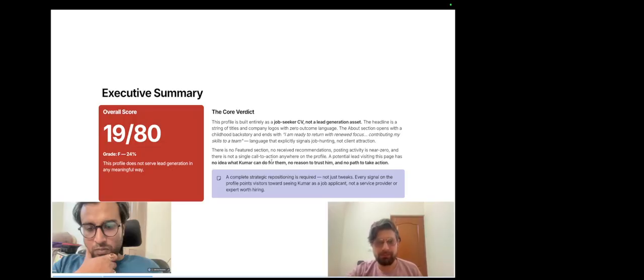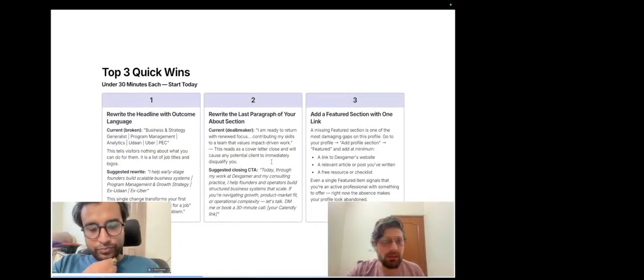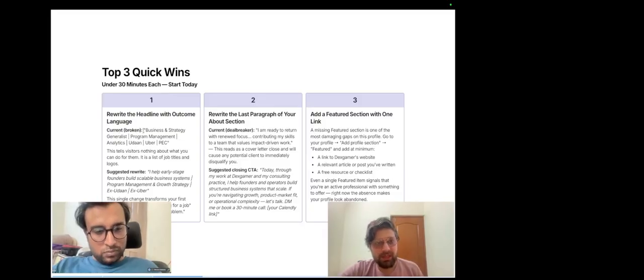Correct. So let's just see these are the top three wins that you can immediately change and would have a massive impact on your profile conversion, right? First, it's saying that your headline should be rewritten. So I think it's business strategy, generalist, program management. This is a very generic headline, right? Nobody would be able to separate you out from other people who are there, right? This doesn't tell anybody any special thing about you.